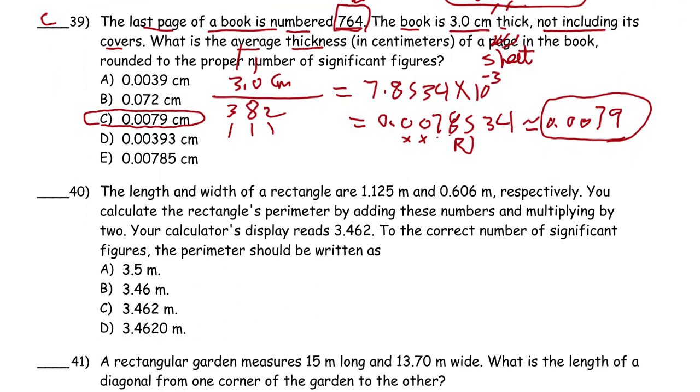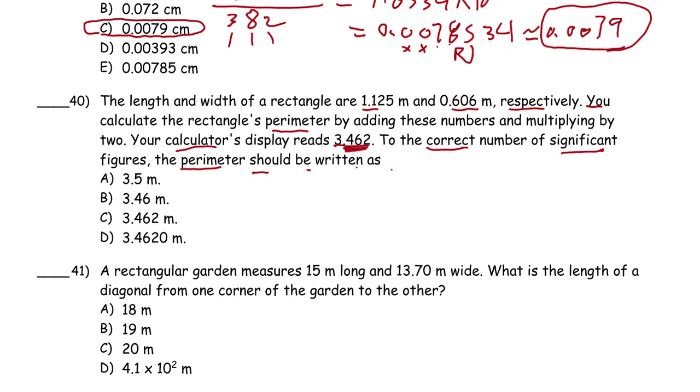Let's solve number 40. The length and width of a rectangle, the same as we did. Respectively, you calculate the rectangle's perimeter. We calculate the area, and your calculator gives you this number. To the correct number of significant figures, the perimeter should be written as you see here. You have 3 decimal places, so the answer must have 3 decimal places, because you make addition. So the right answer is C.